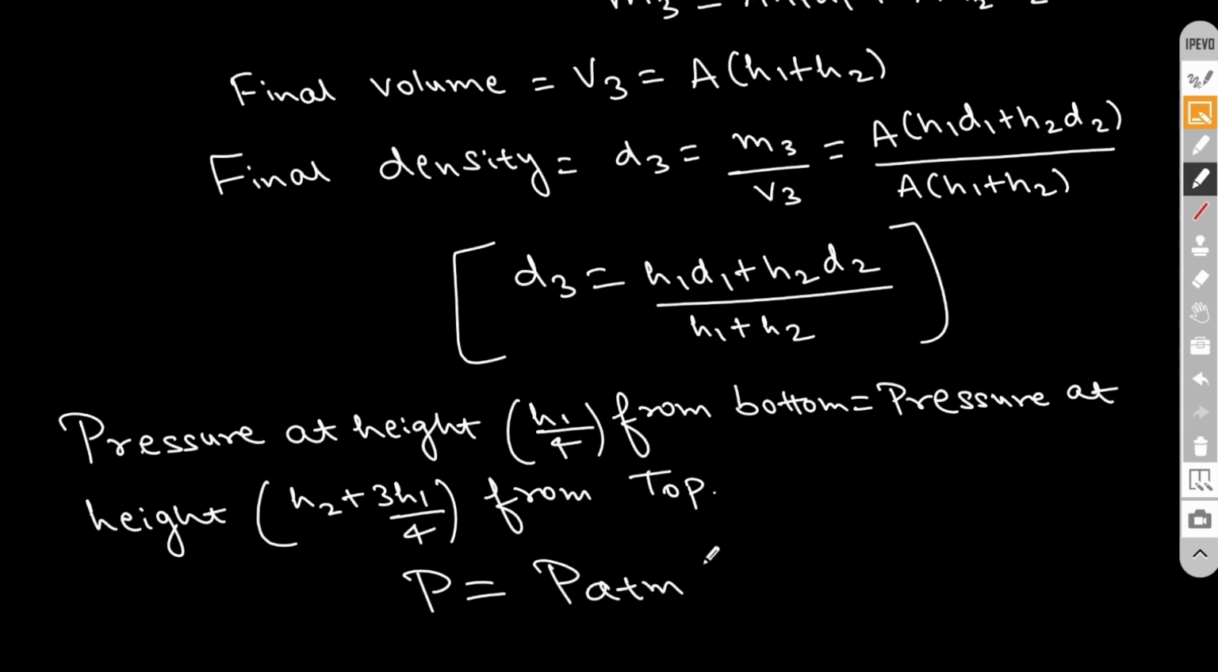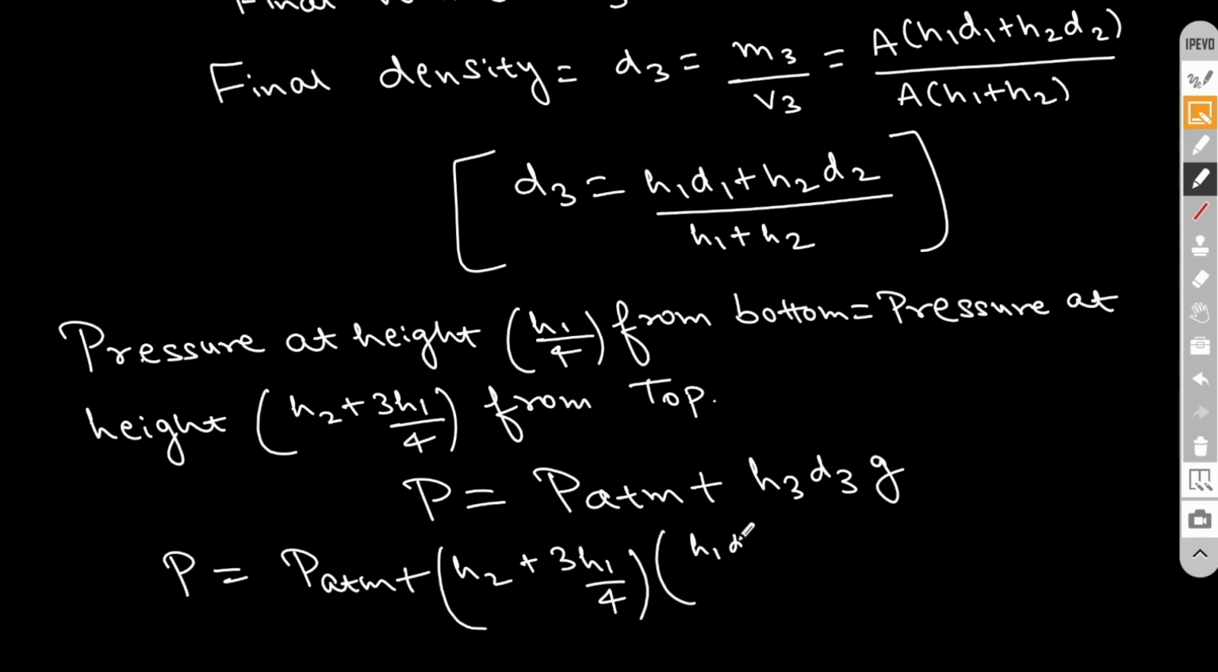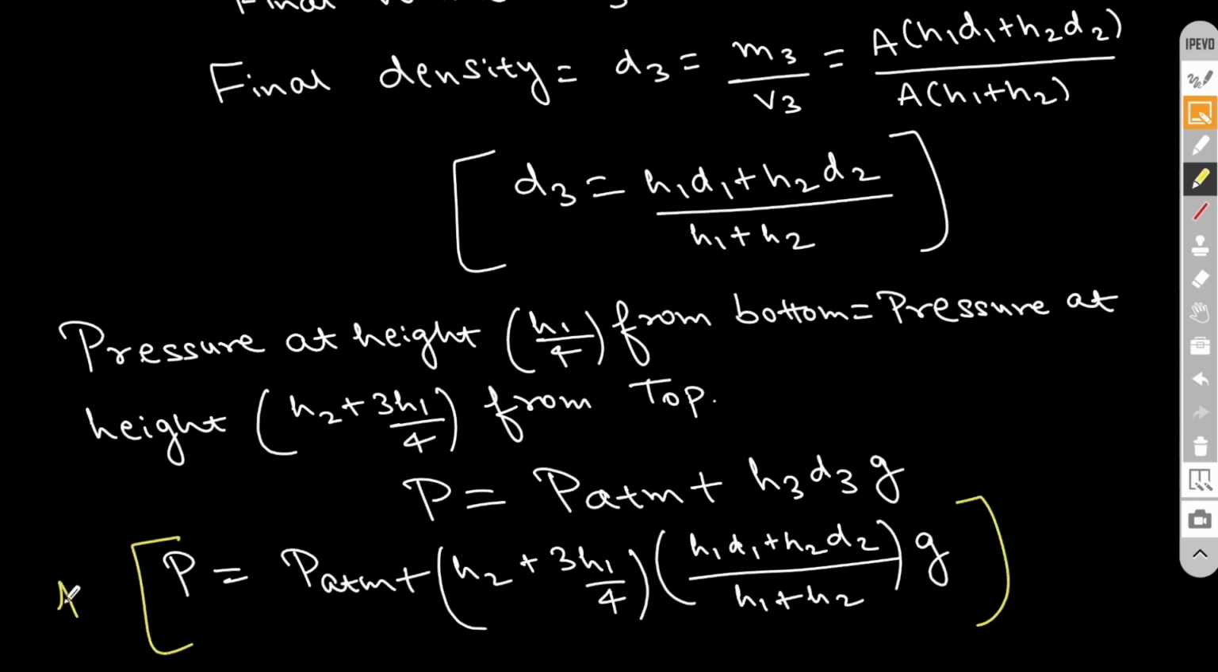So pressure will be P atm, atmospheric pressure, plus h3 d3 g. What is the value of h3? It is h2 plus 3h1 by 4. So P atm plus h2 plus 3h1 by 4 multiplied by D3. What is D3? It is h1 d1 plus h2 d2 divided by h1 plus h2, right? Multiplied by acceleration due to gravity, which is g. So this will be our answer. Hope you understand this. And this is h3, right? Simply, pressure will be P atm plus h3 d3 g.